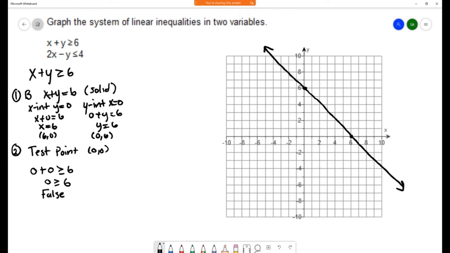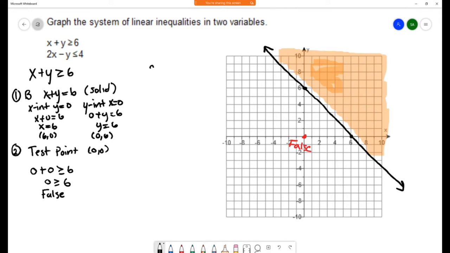So our test point is below the line, and it came out false. So I know to shade the other side of the line. So the ordered pairs that we see in the shaded region and along the boundary are going to make the first inequality true. So now we're going to do the same thing with the second inequality.